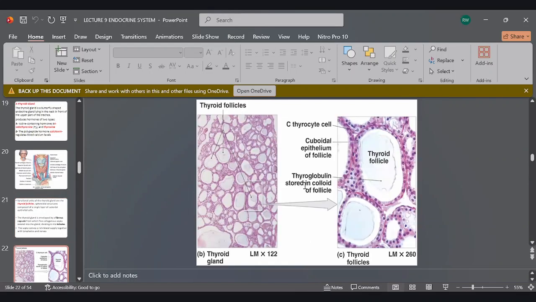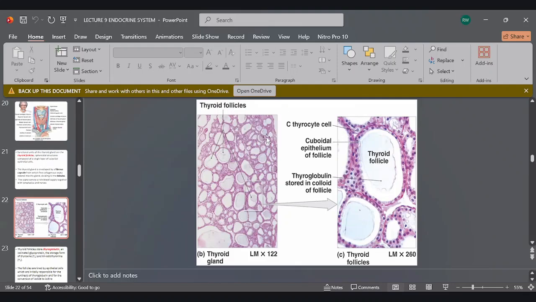So now, this is the histological view of these thyroid follicles. We are able to see them. It is here. Here, we are able to see the cuboidal epithelium of the follicles, which are here. Then you are able to see the C thyrocyte cells, which are here. Then this is how it looks like. Are you able to see this diagram? So this is how the thyroid follicles look.